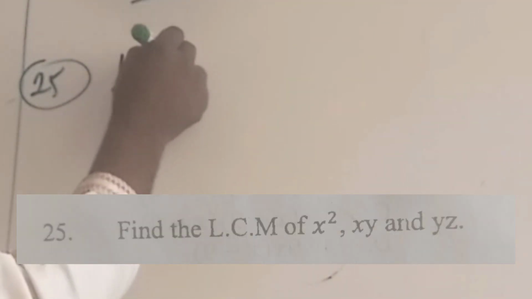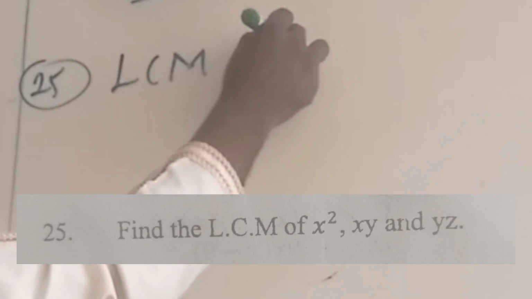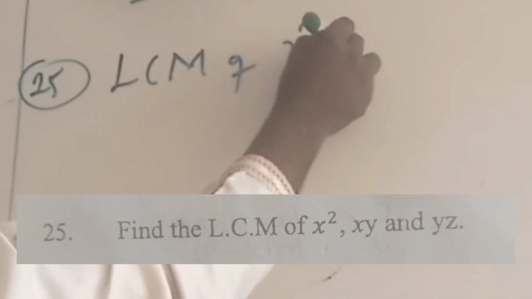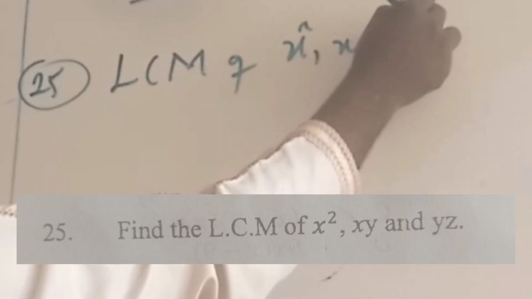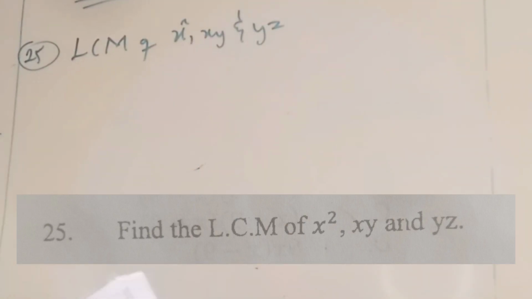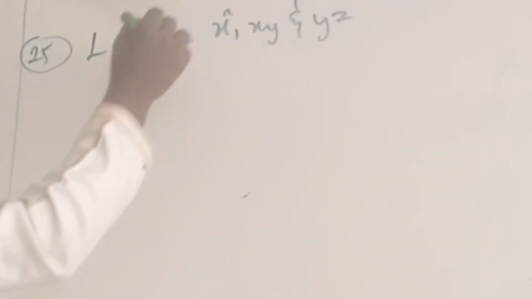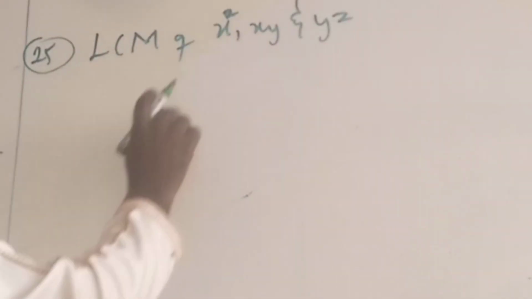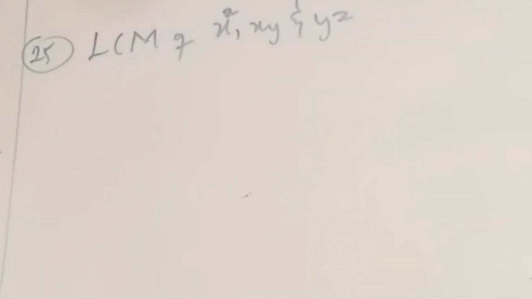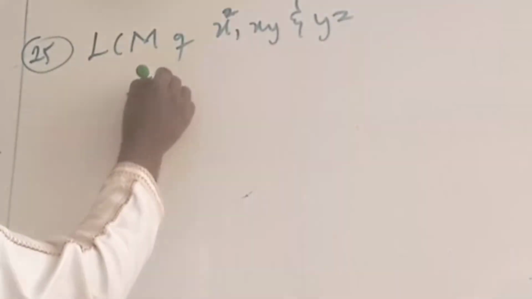Find the LCM of x squared, xy, and yz. Let me just give you a shortcut to this. The shortcut is this. We are going to pick each of the variables one by one. So x squared and x, which one is the highest? Which one is bigger? x squared. You pick it.